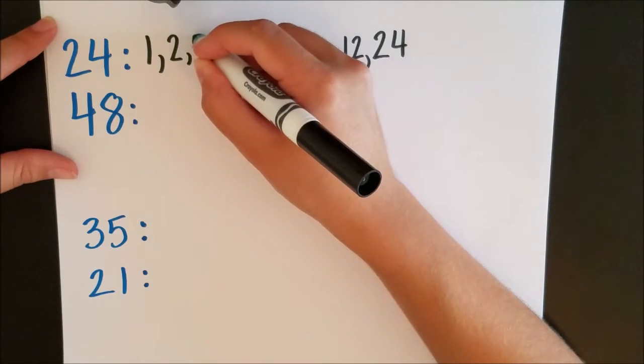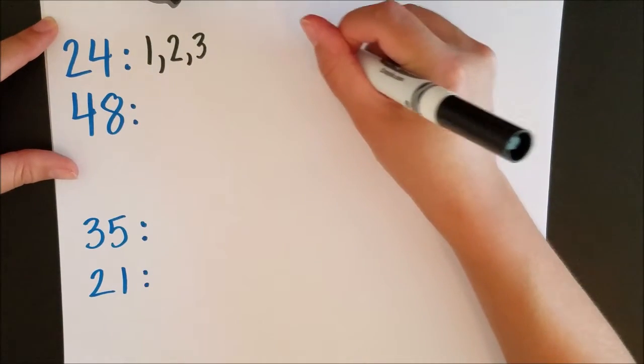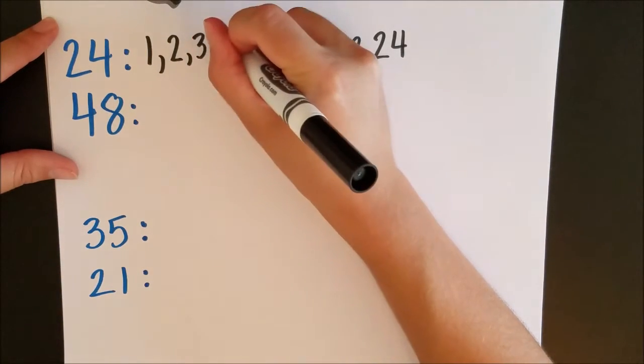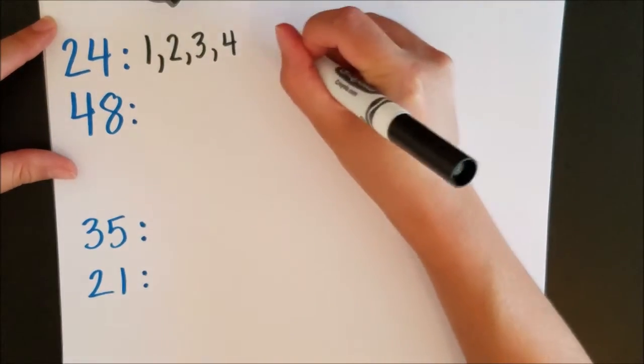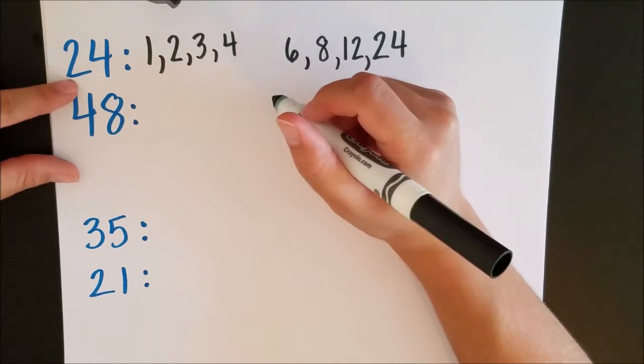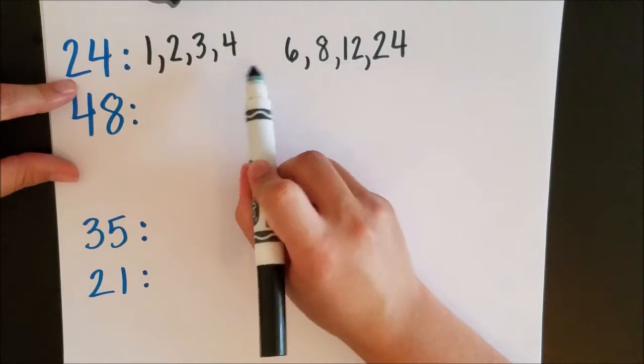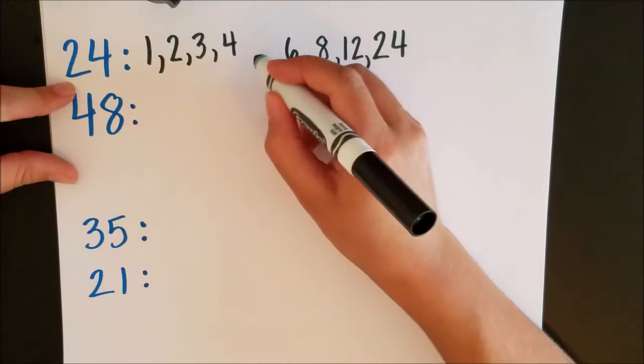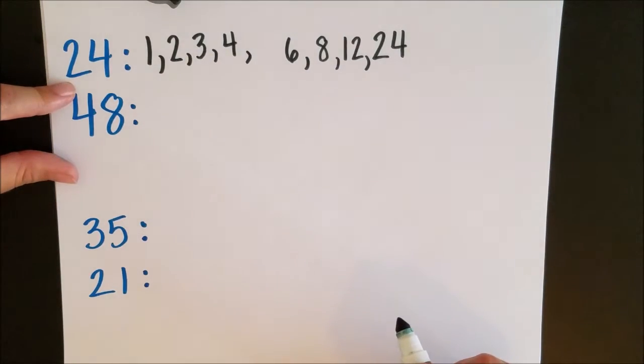I can also do 3 and 8. And then 4 and 6. And then I know the only number left in between here is 5, and I can't divide it by 5, so that means I'm done. And those are all my factors.